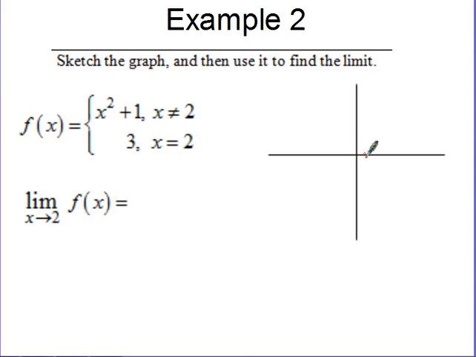So moved up 1. Then my parabola looks something like that. Okay? What's my condition here on this function? X does not equal 2. So what does that mean right here at x equals 2? There's a hole. It cannot be equal to that. So there has to be a hole. That is not an eraser. So at 2 it basically looks something like that.